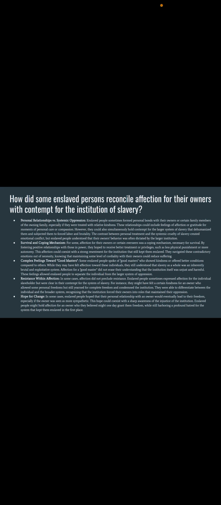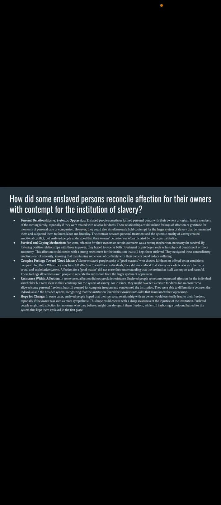So, enslaved people often faced the complex and painful task of reconciling feelings of affection or attachment to individual slaveholders with deep contempt for the institution of slavery itself.